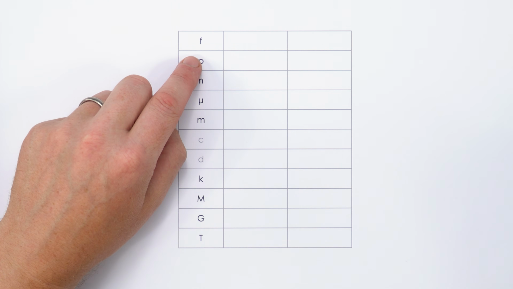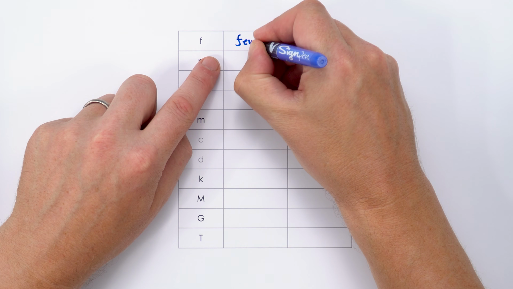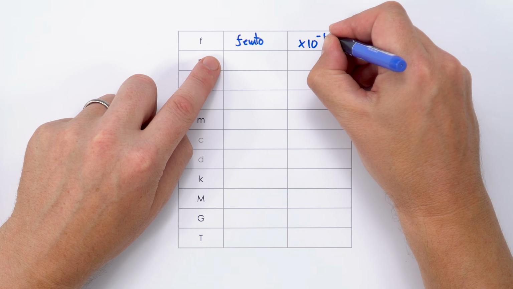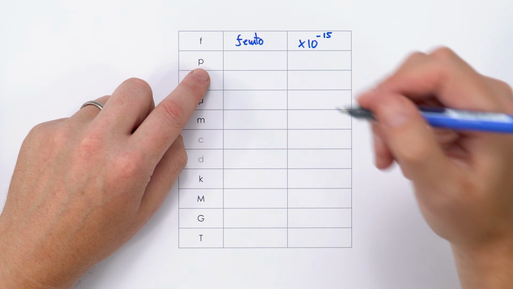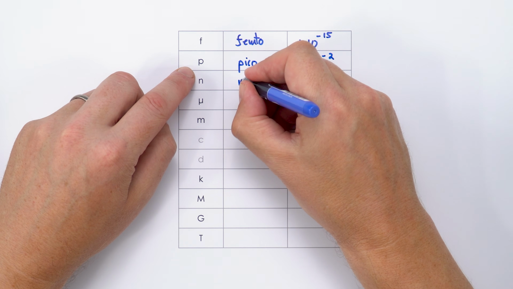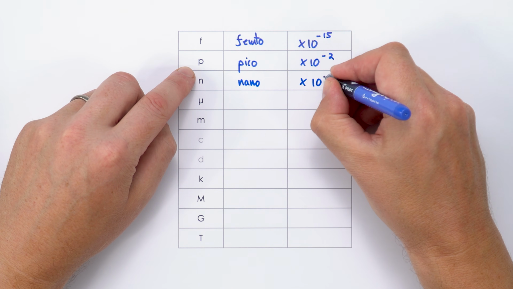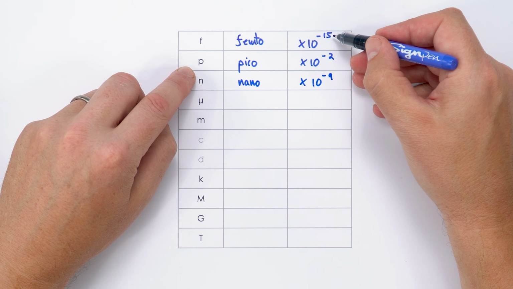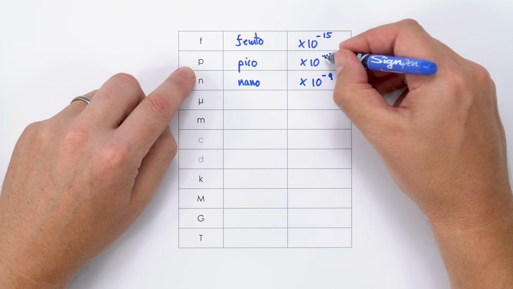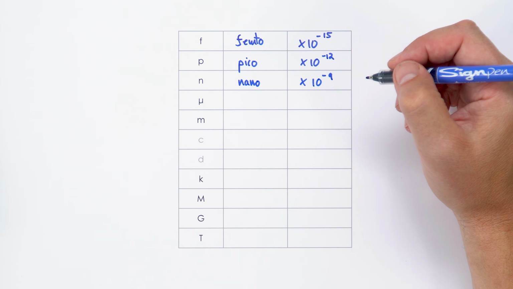So let's go from the really, really small first of all. f stands for femto, and that's something in the order of 10 to the minus 15. We then have p, which stands for pico, and n stands for nano, if you think about things like nanotechnology. And what you'll notice here is that we tend to have a factor of 1,000 between these. So we've got 10 to the minus 15, 10 to the minus 12, 10 to the minus 9, 10 to the minus 6, 10 to the minus 3, and so on.